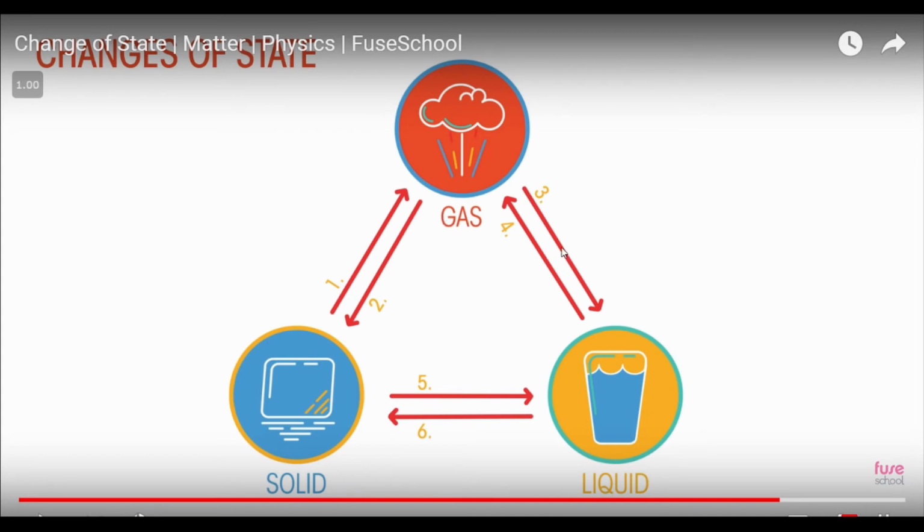Alright, let's go with 3 and 4. We're going from gas to liquid, so that's cooling it down. So this would be condensation. Alright, and we're going from liquid to gas, so this is evaporation. Alright, so these are vaporizing. Alright, let's go now to 5 and 6. We go from solid here to liquid, and this would be melting. Okay, can say melting here, and then now from liquid to solid, that's freezing.